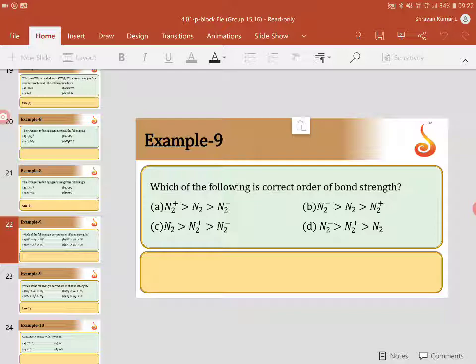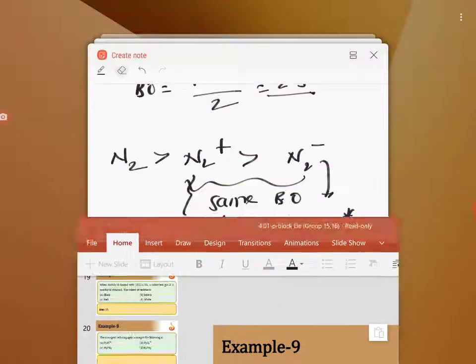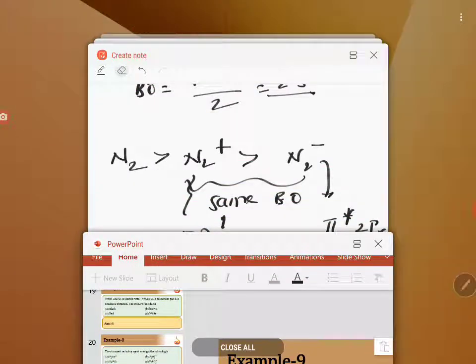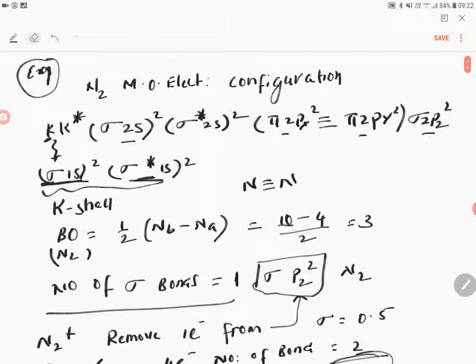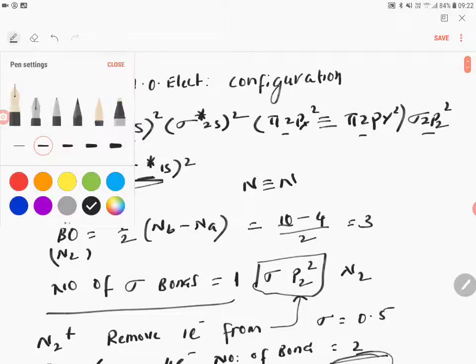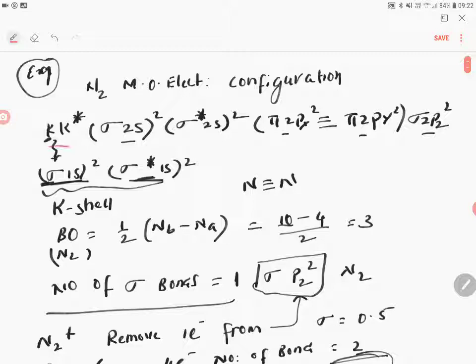I hope choice C is correct. There's no doubt in that. But still, we'll have to figure out why this is the decreasing order. Now, when we come to the nitrogen atom, it's very simple. Nitrogen molecule contains 14 electrons. So, writing the molecular orbital electronic configuration, this is what it is with respect to nitrogen.